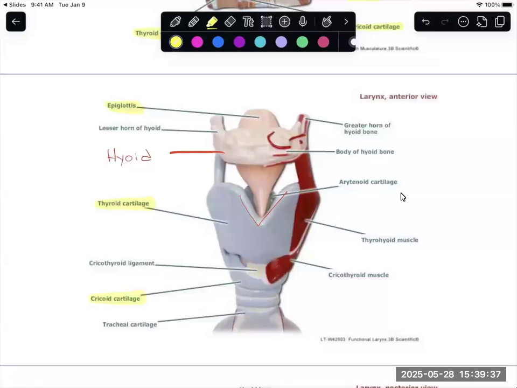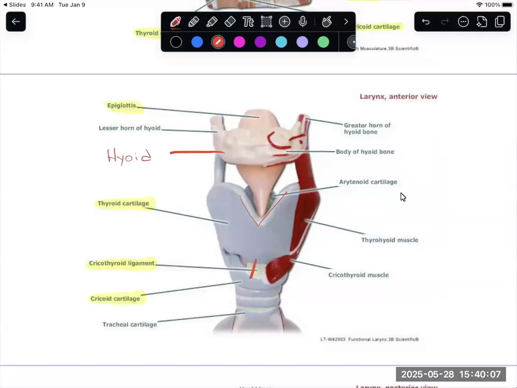We can see the cricothyroid ligament. Again, if you remember from Anatomy 1, ligaments usually tell us what two bones they're connected to. So the cricothyroid is going from that cricoid cartilage up to that thyroid cartilage.